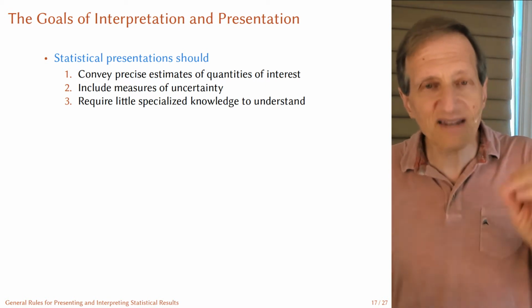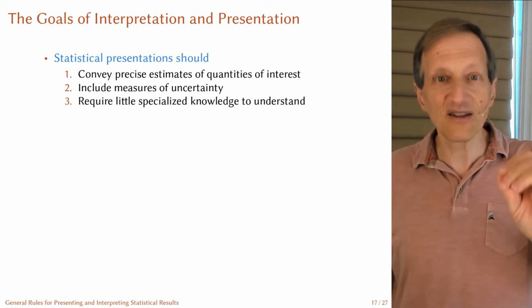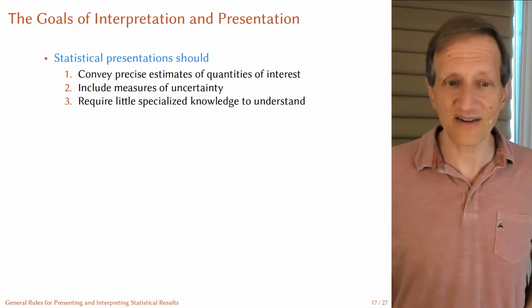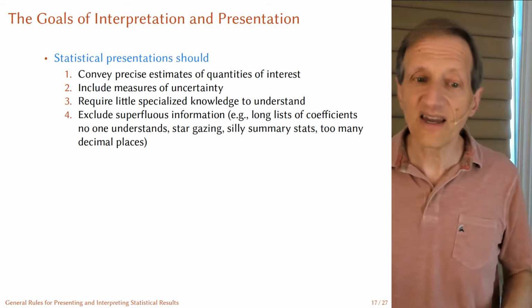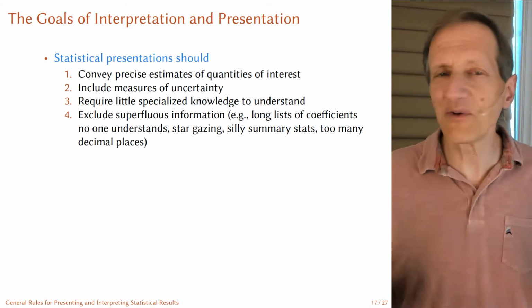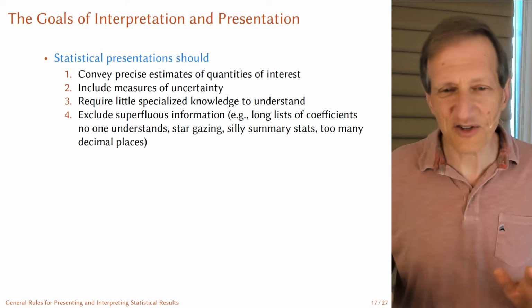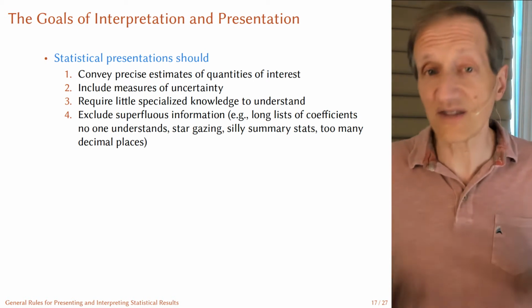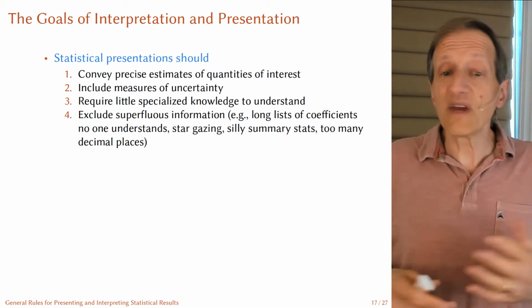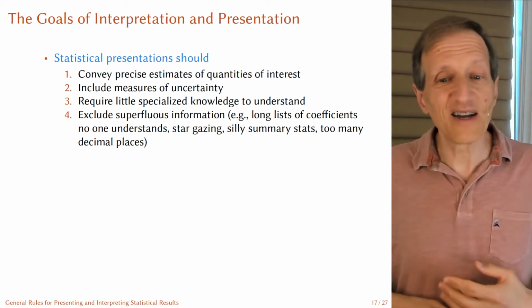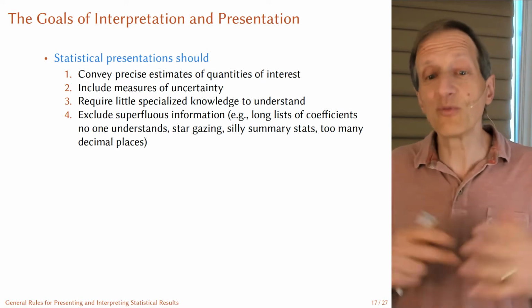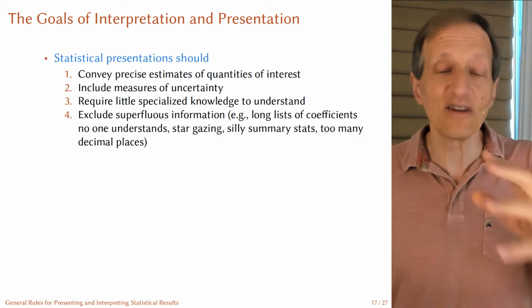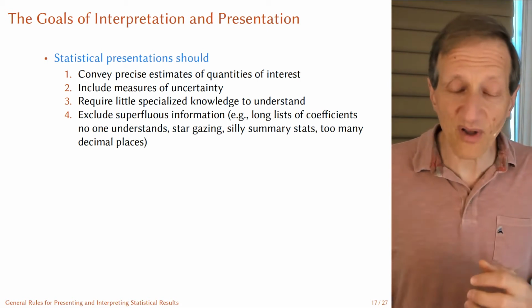But when you're presenting and interpreting and understanding the final results, they should be crystal clear to somebody who has not taken this class. And finally, we should exclude all the superfluous information that makes methodologists happy or not happy or whatever it is. There shouldn't be long lists of coefficients that don't have any particular meaning. There shouldn't be any stargazing. There shouldn't be silly summary statistics. There shouldn't be too many decimal points. Every number that you present as a final interpretation for substantive people should be understandable.